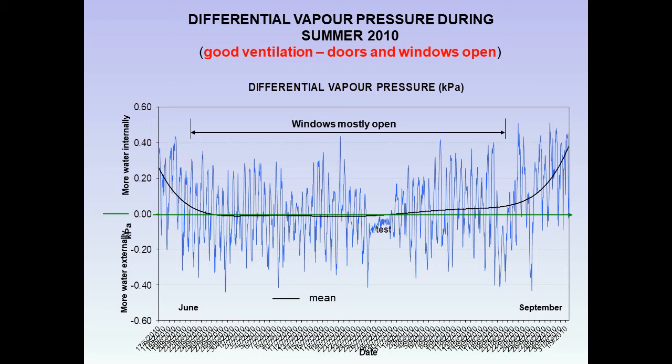Differential vapour pressure during the summer just shows the effect of good ventilation. One can see the mean is at the 0 point on the left. There is as much water on average internally as there was externally, but do note the massive variations, all shown in blue, throughout the year. But when we come to the colder months of the year, we can see that we have more water vapour internally. In other words, the differential vapour pressure is increasing. Why? Well, basically, we are now closing the windows, we are slowing down the ventilation, and the internal atmospheric moisture is starting to build up.